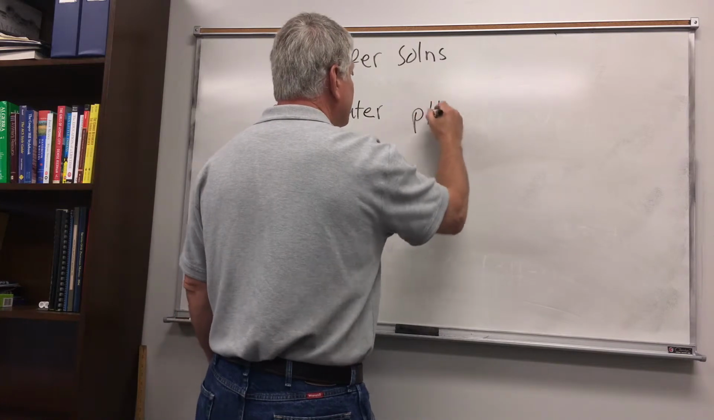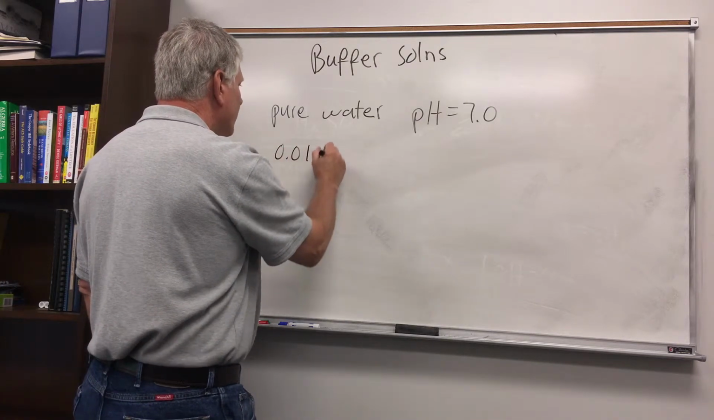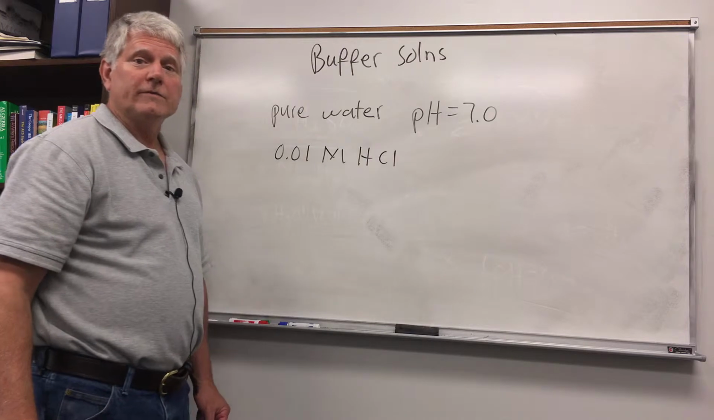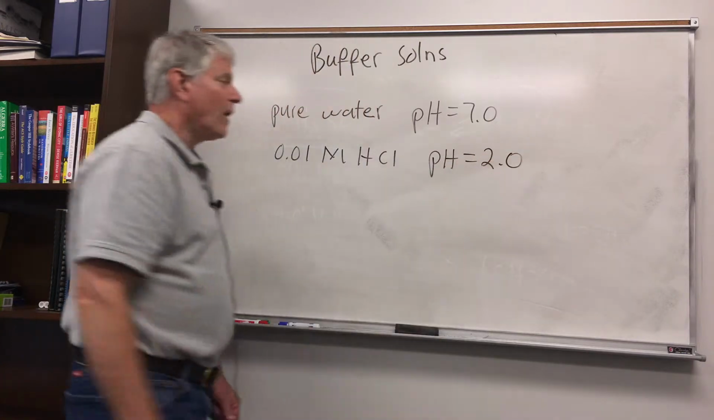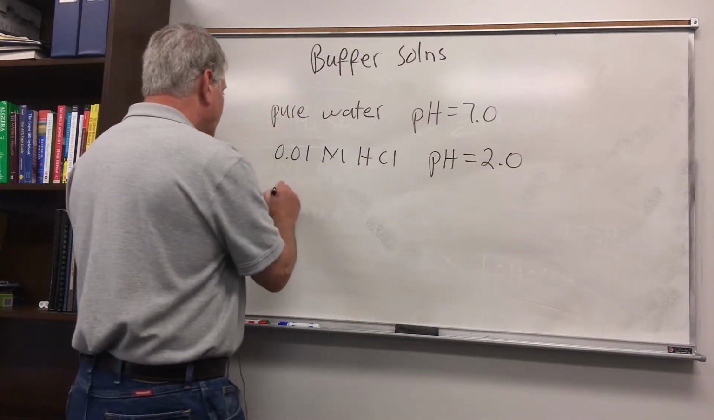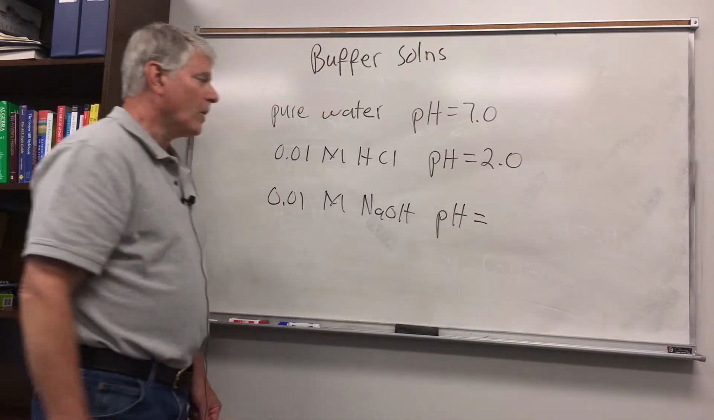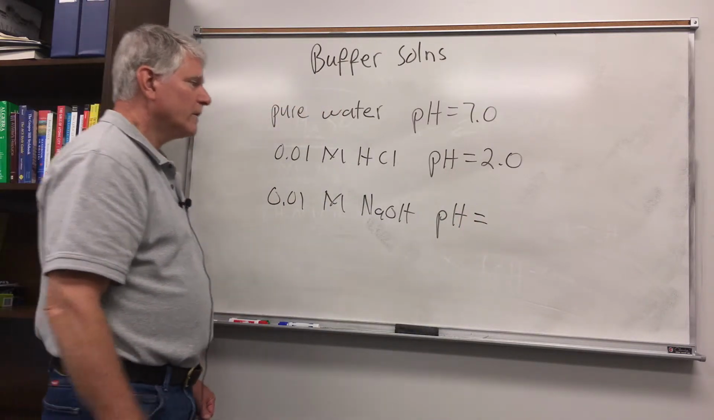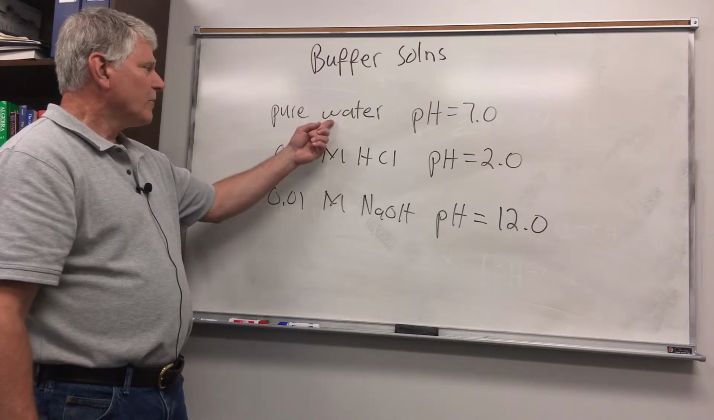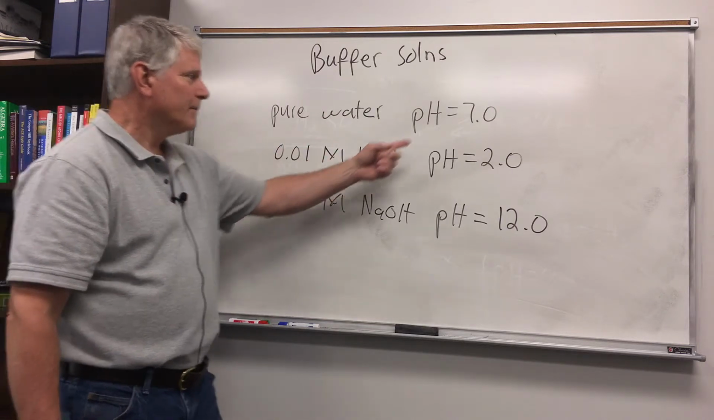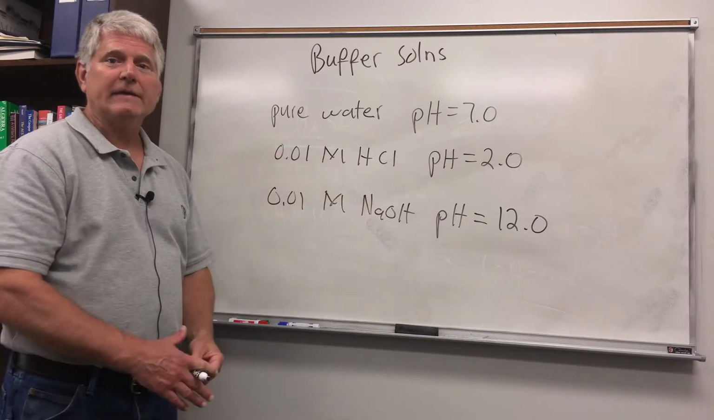We know that the pH is 7.0 for pure water. And if we add 0.01 molar HCl, a strong acid, then the pH will drop to 2.0. And if we added 0.01 molar strong base, say sodium hydroxide, the pH of pure water will go up to 12. So here we can see if we have pure water, if we add some strong acid or strong base, the pH drastically changes. We want to be able to keep the pH constant even though we add acid or base.